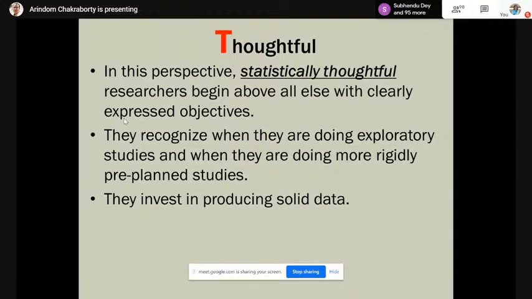And secondly, it should be trustworthy. Because it may happen that on the basis of the data, if there is any chance of taking any policy decision, then if your data is not good, then probably that policy decision will not help us.